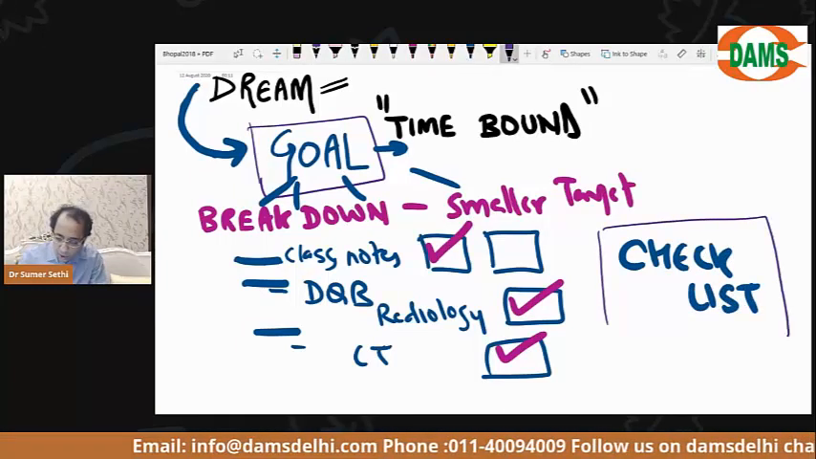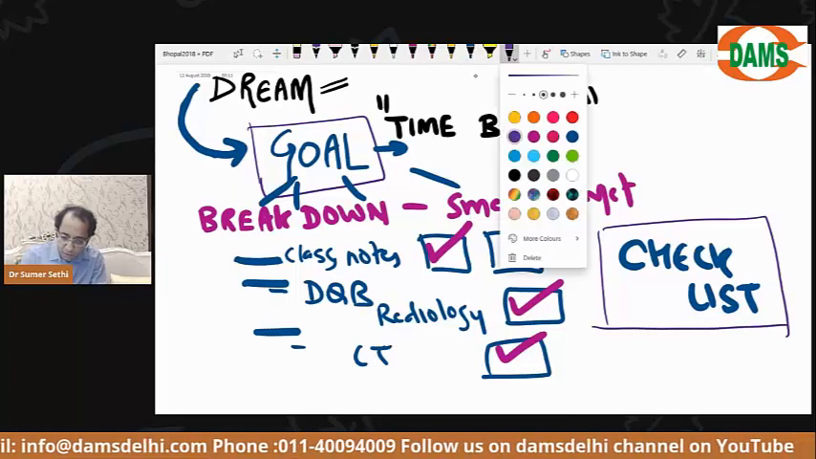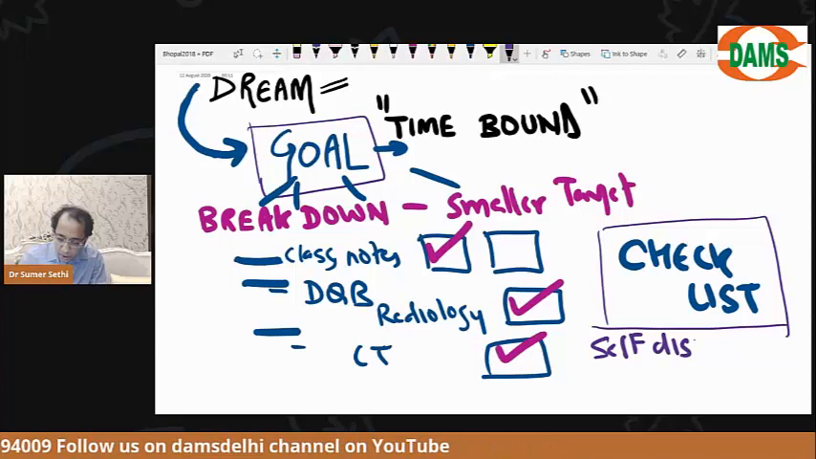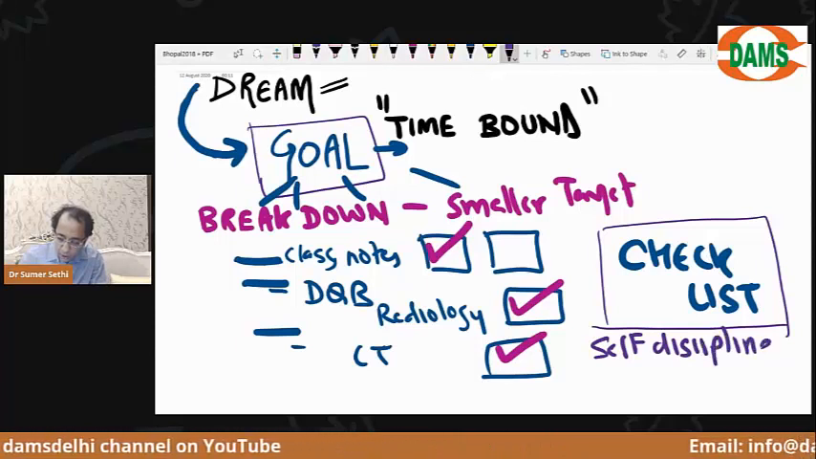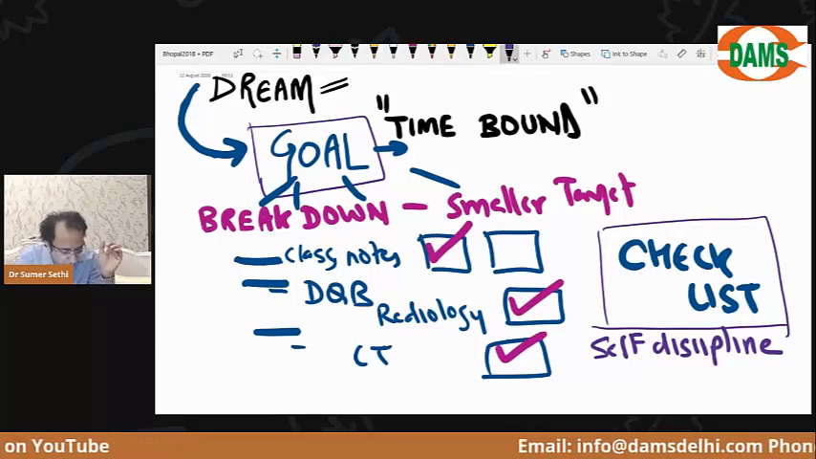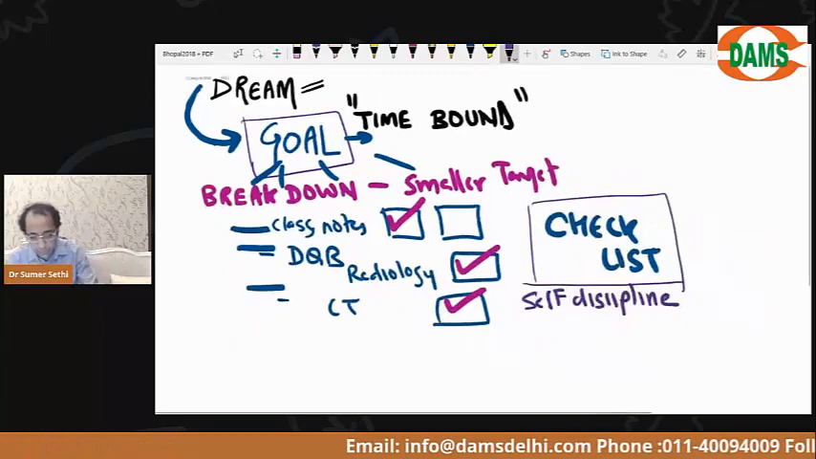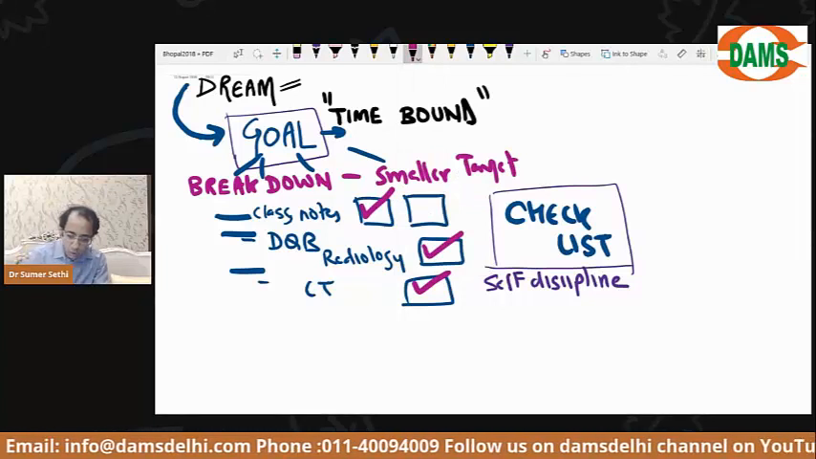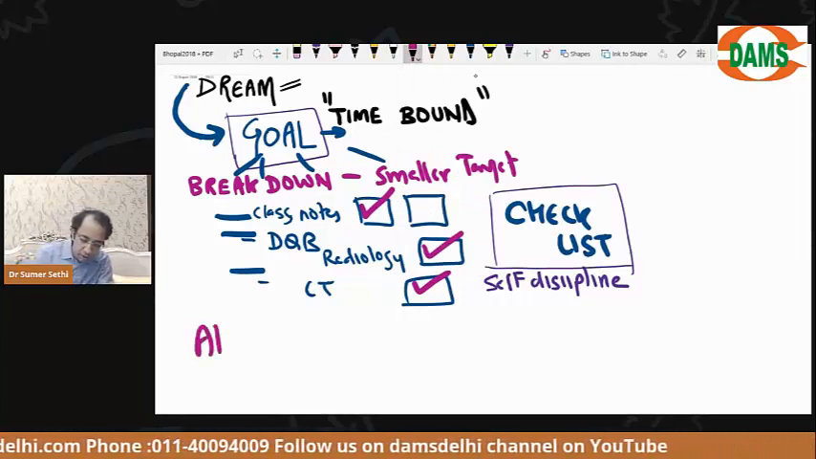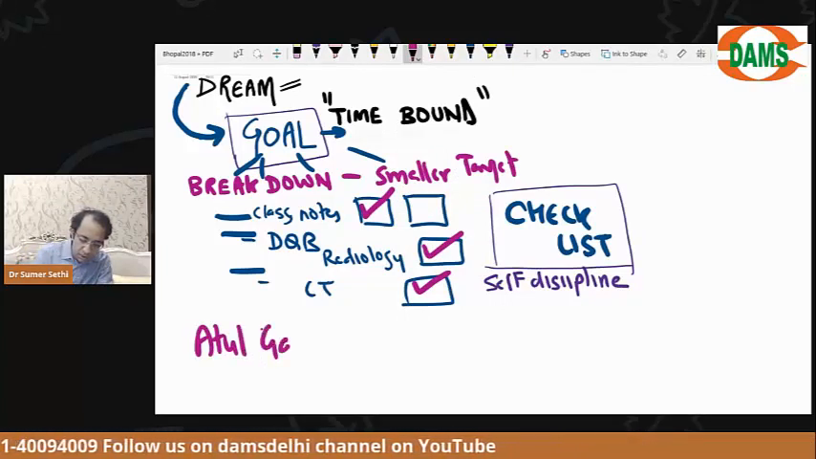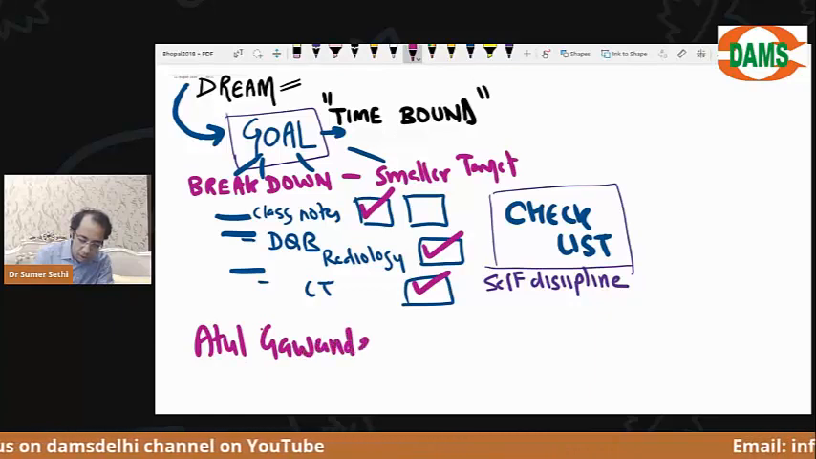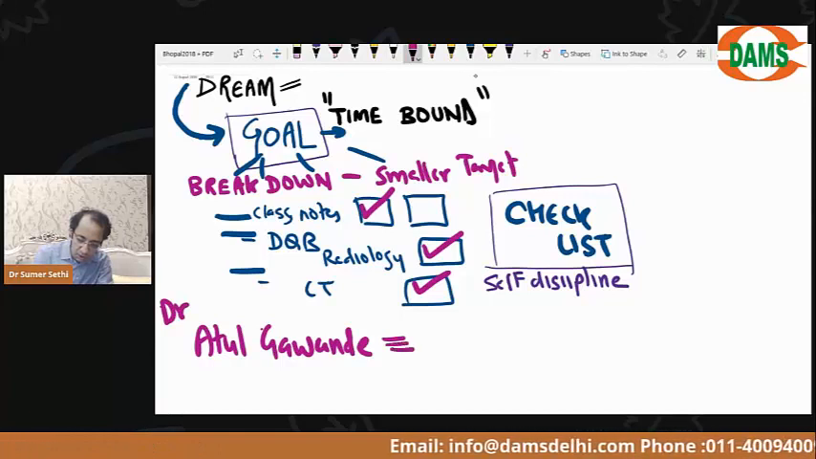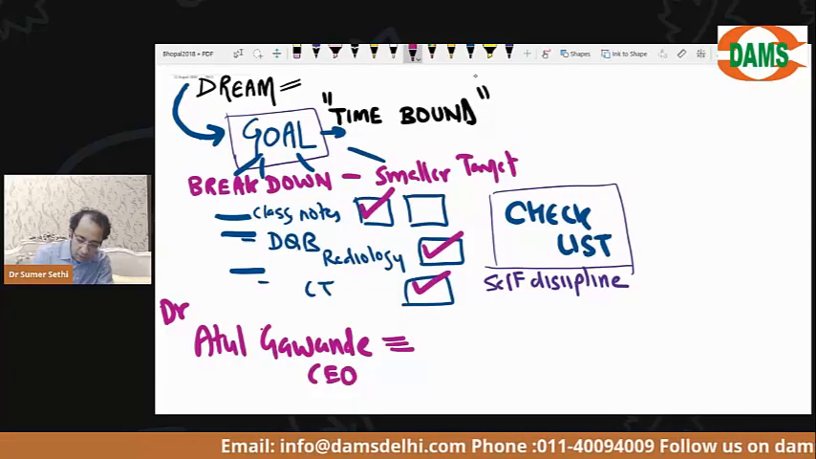Checklist is a phenomenon. It is a massive tool of self-discipline. If you maintain a checklist, you will be able to do better than others. And this small tool can help you top your exams. Now, if you notice, there is this man who was the CEO of Amazon's healthcare service. His name is Dr. Atul Gawande. He is the CEO of the healthcare wing of Amazon, which is the richest company in the world.